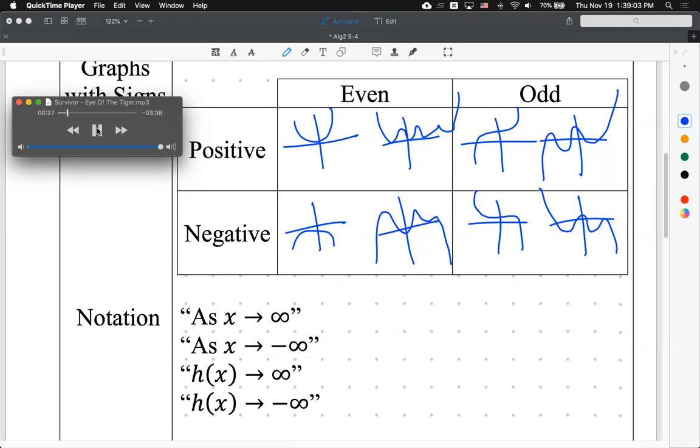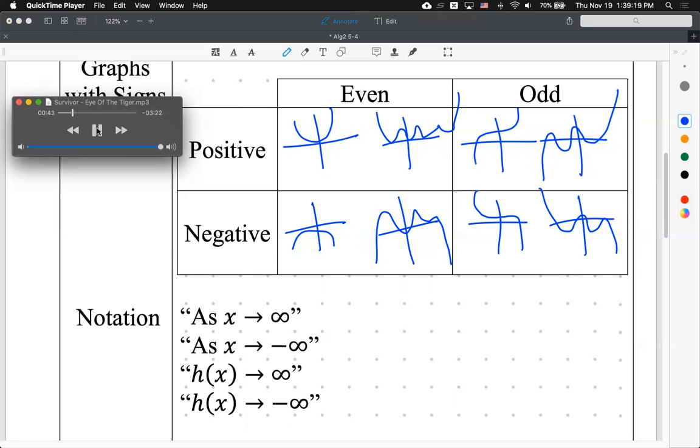Positive even. Okay, Bruce Lee. Negative even. Positive odd. Negative odd. Positive even. I didn't hear Sonny say. Negative odd. Negative.